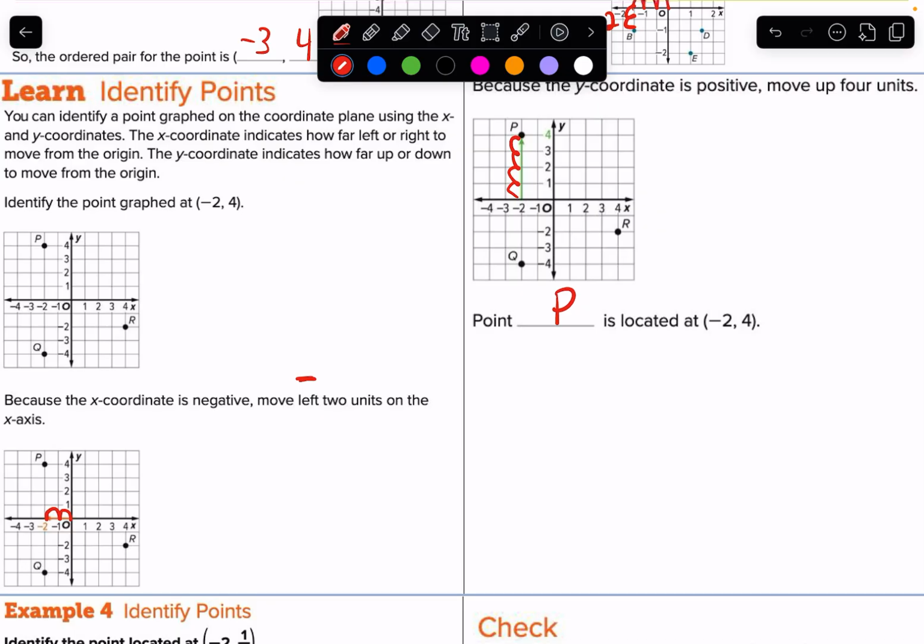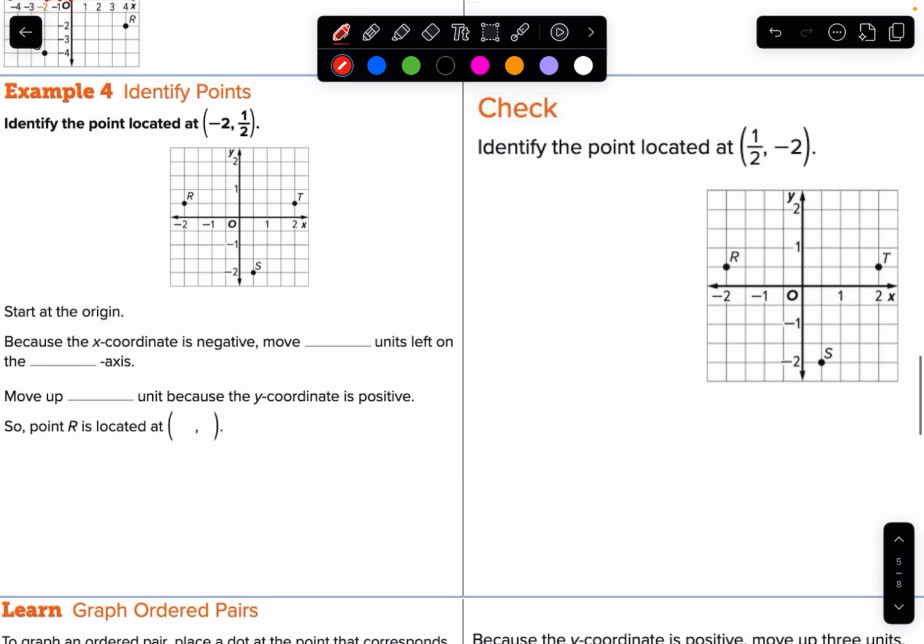So let's identify some points. Identify the point located at -2, 1/2. Now watch out. Okay. Notice this 1, 2, and I'm at 1. So that point in the middle is actually -1/2. That point is 1/2. They're half stepping. So watch out as you name them.